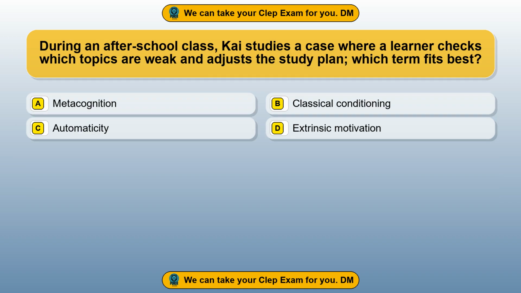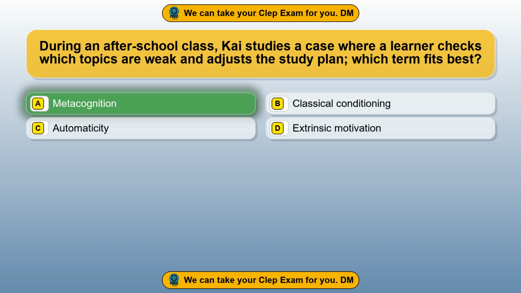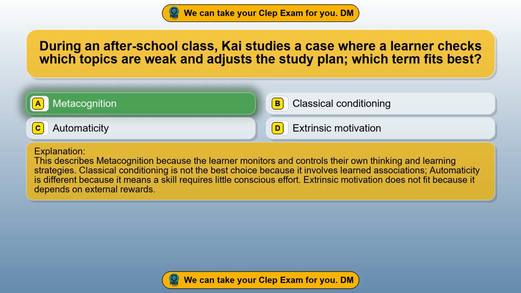Question 41. During an after-school class, Kai studies a case where a learner checks which topics are weak and adjusts the study plan. Which term fits best? Option A, metacognition. Option B, classical conditioning. Option C, automaticity. Option D, extrinsic motivation. The correct answer is option A, metacognition. This describes metacognition because the learner monitors and controls their own thinking and learning strategies.